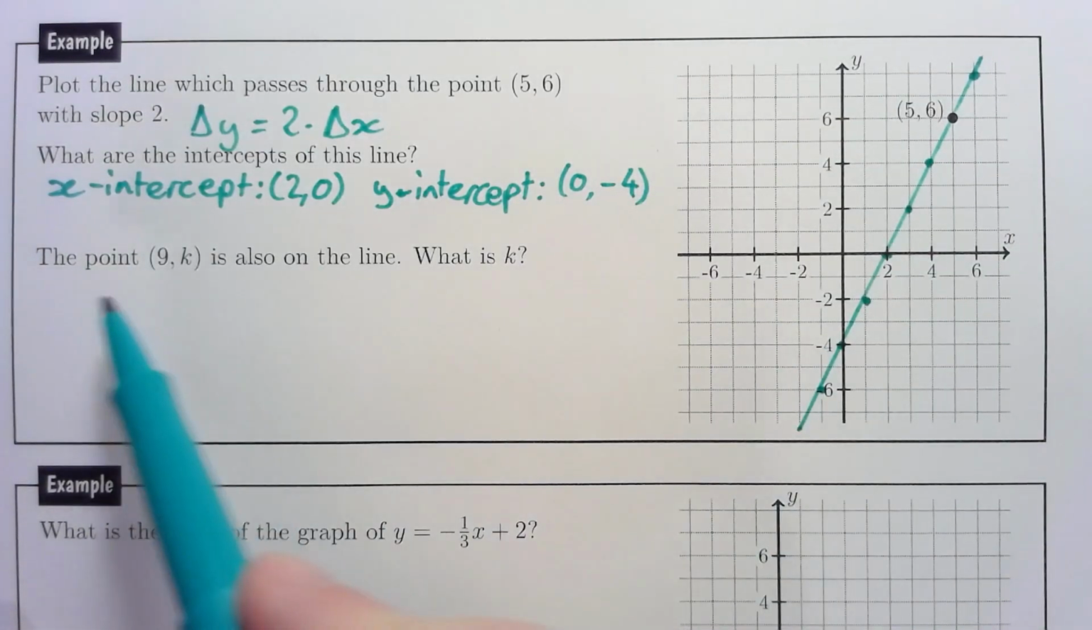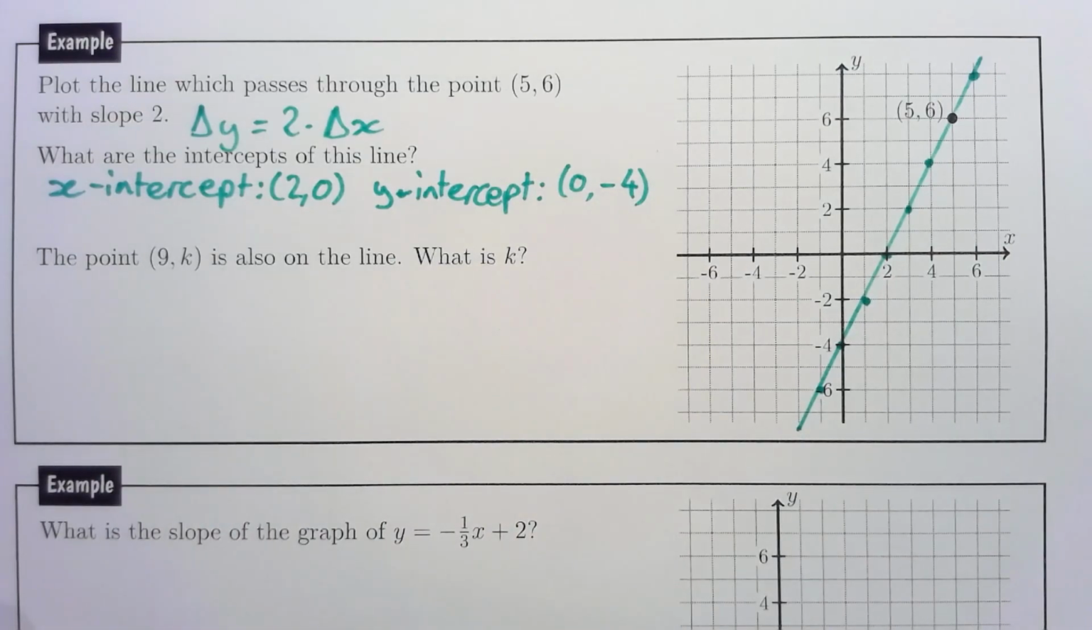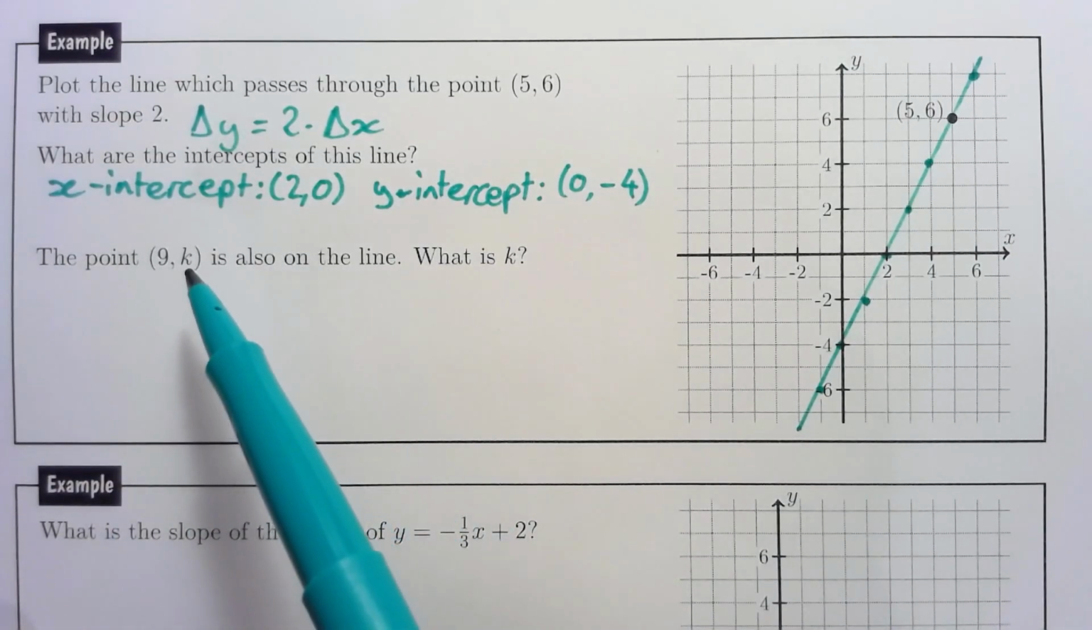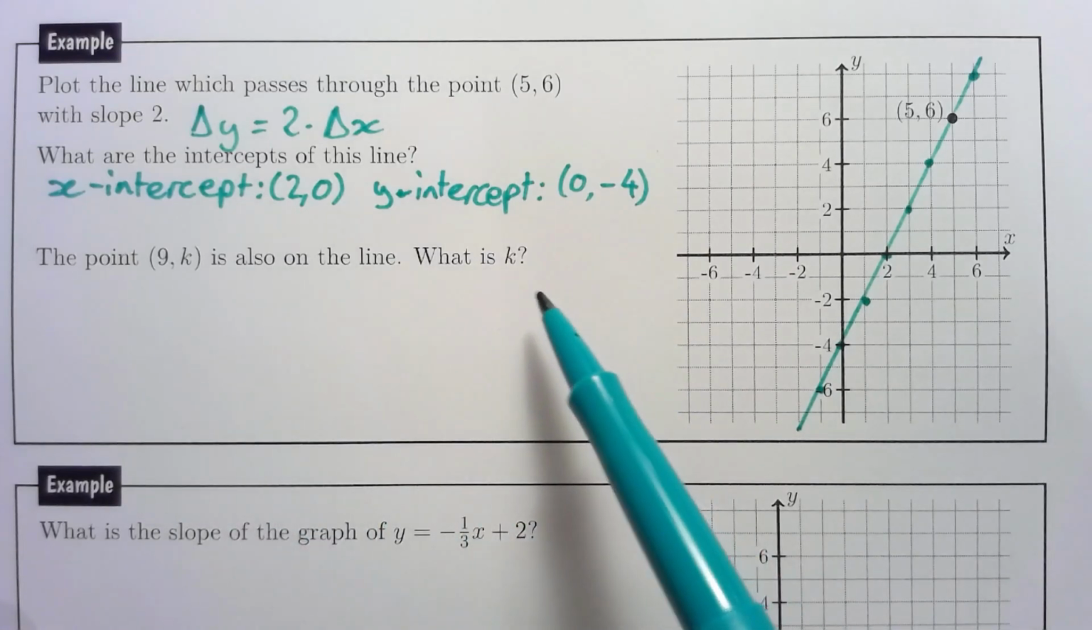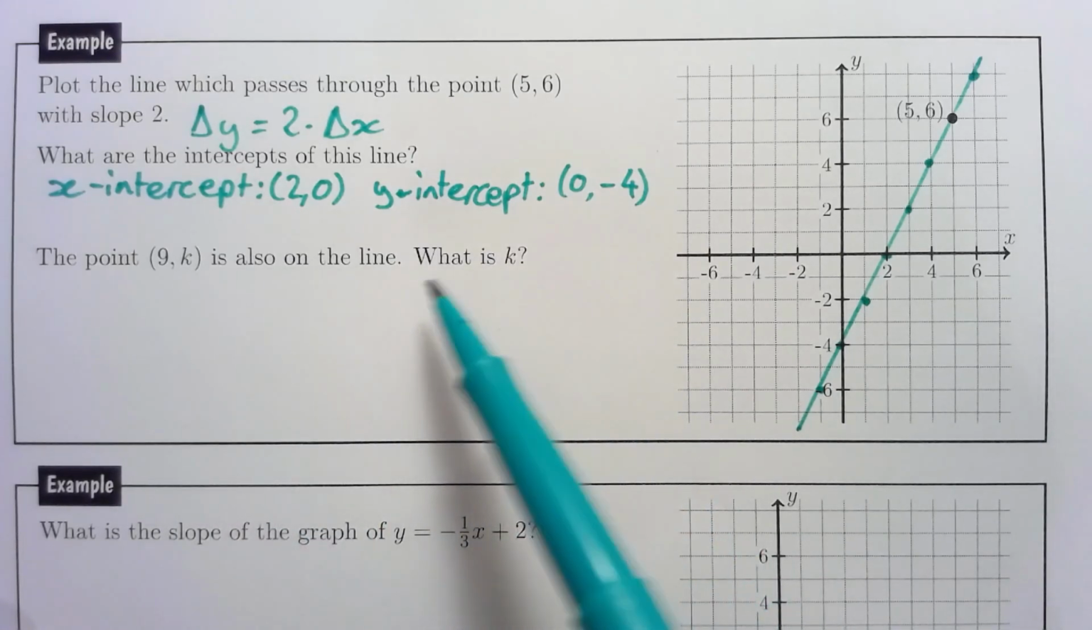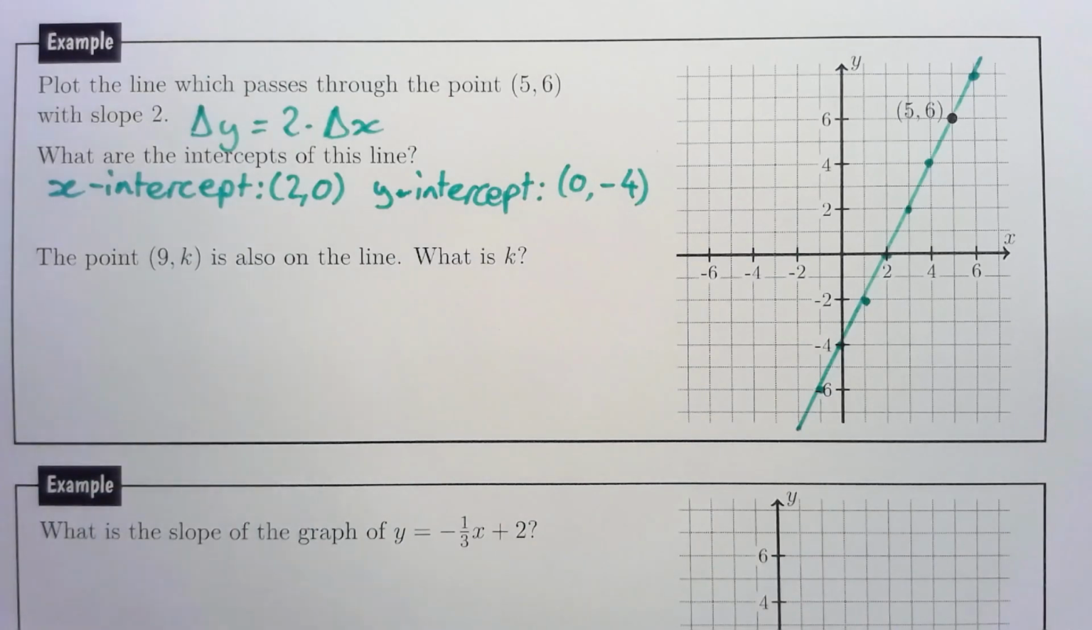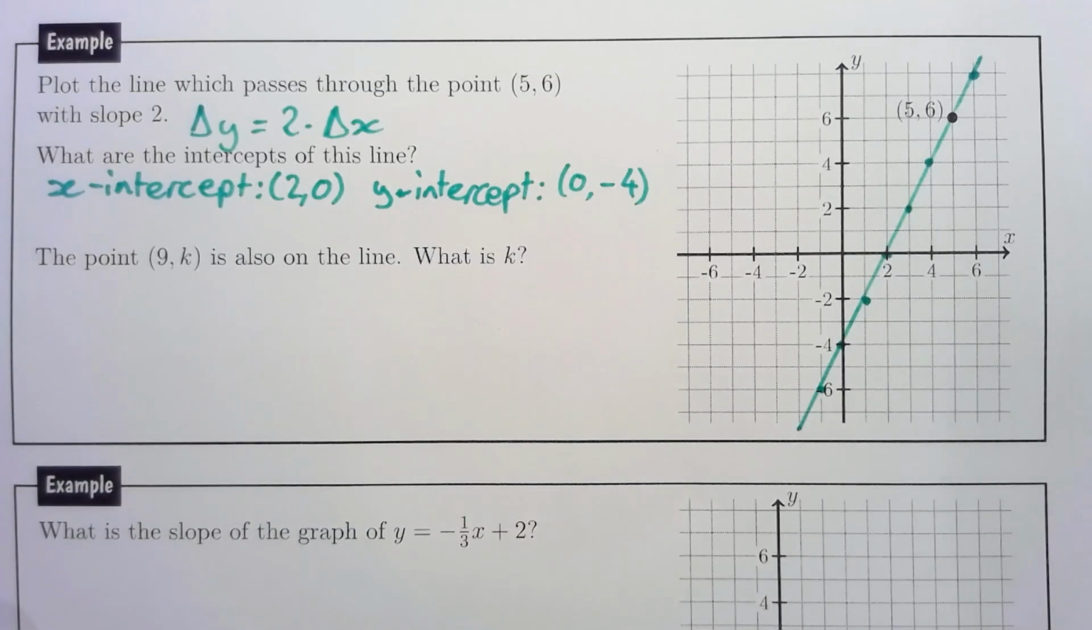Now, next it says that the point 9, k is also on the line. So k is a constant here. It's a number. We're just not being told what it is yet. In fact, that's what they want us to find. What is the number that goes here that means this point is on this line? Now, that would be easy enough if our coordinate grid went up to 9. Unfortunately, it doesn't. So we can't actually just look on the graph and tell what the coordinates are. But I think we can figure this out.